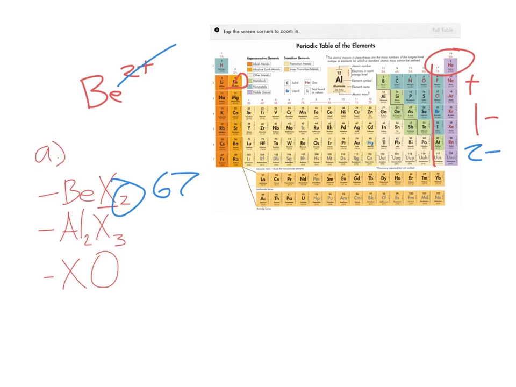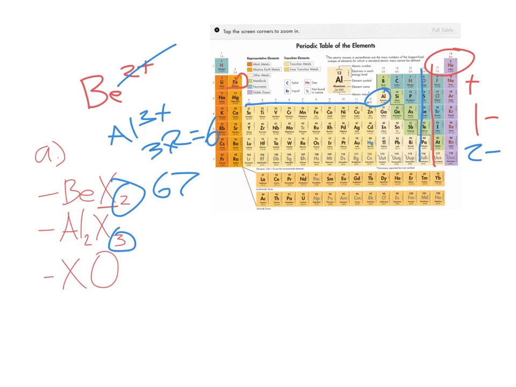For this one, aluminum 2, X3. Aluminum is right here, and in order to reach the noble gas formation, it would need to lose 3 electrons. So I'll make it Al 3+, because it loses 3 electrons, so it's positive 3. Since there are 3 X's, that would be in group 6, because 6 needs 2 electrons to get to the noble gas formation. And since 6 needs 2, and there's 3 times 2, 3 times 2 is equal to 6. So then it'll be -6.